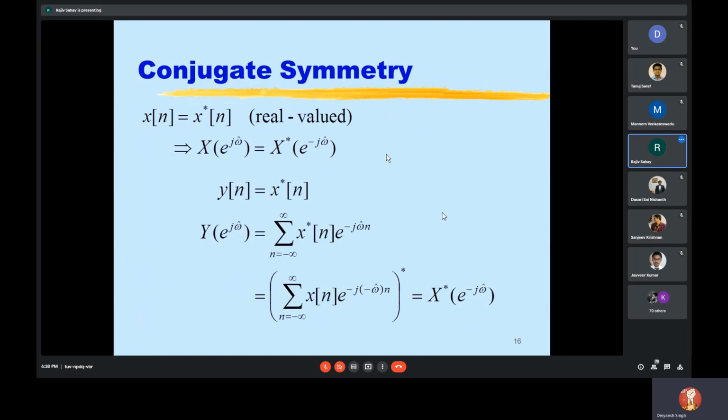So this slide is pretty important because most of the time we use real signals, so we should understand their DTFT. I think you have all written this down.